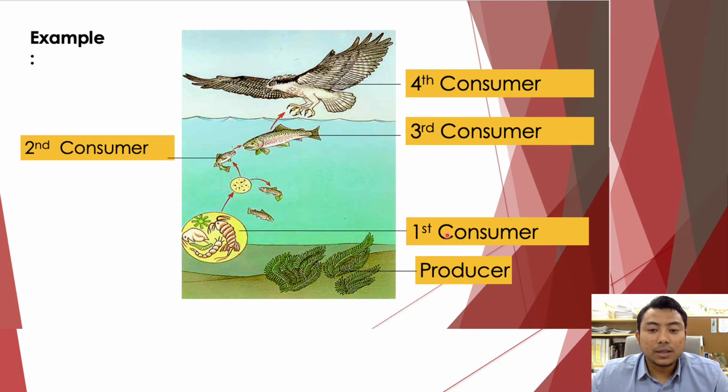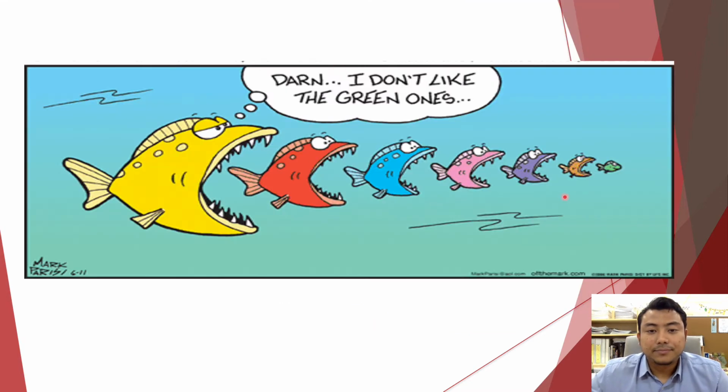So kalau first primary consumer ni, dia akan makan producer, tapi dia akan dimakan oleh secondary consumer. Same goes to this secondary consumer. It will consume the primary consumer, and it will be eaten by the tertiary consumer, and the chain goes on. This cartoon is showing you a fish being eaten by another fish, by the next fish, and so on.